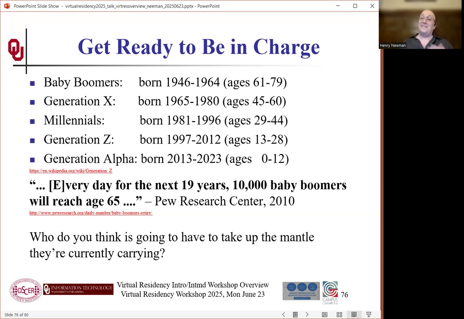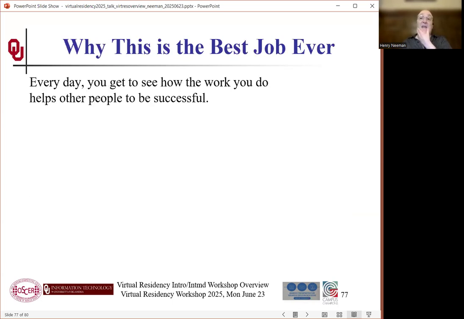Who do you think is going to have to pick up the mantle that the gray heads are currently carrying? We're all going to be dragged kicking and screaming upstairs, and we've got to be ready for it. And finally, this is the best job in the world because every single day you get to see how what you do makes a positive impact on the people you're helping.